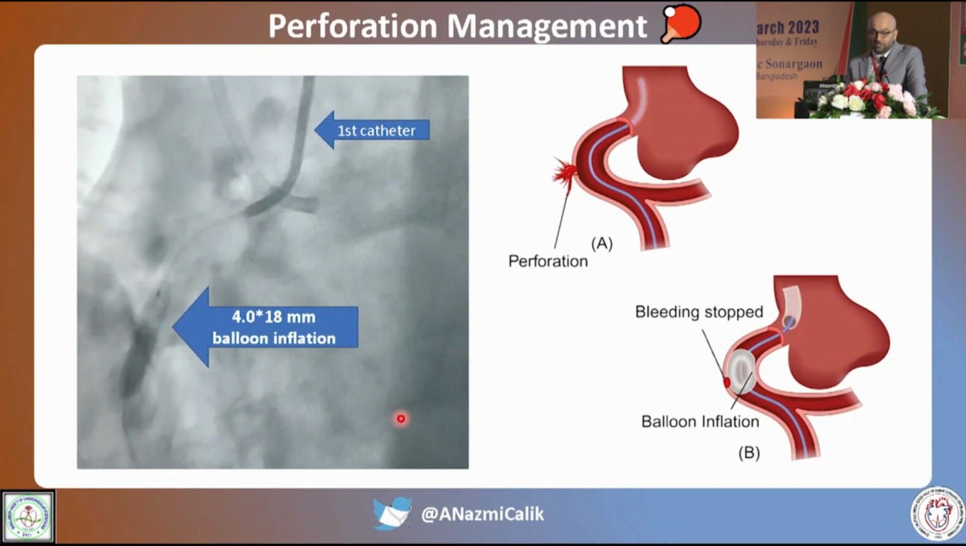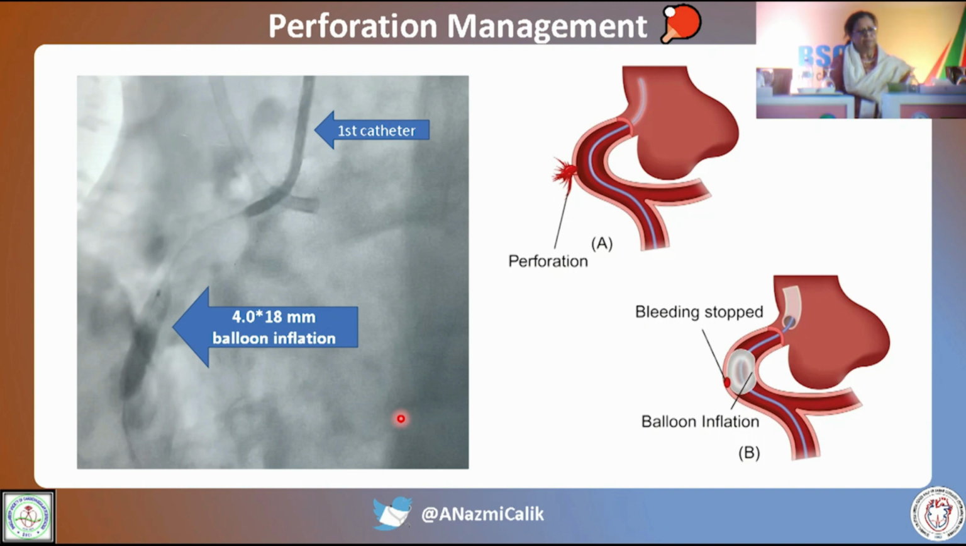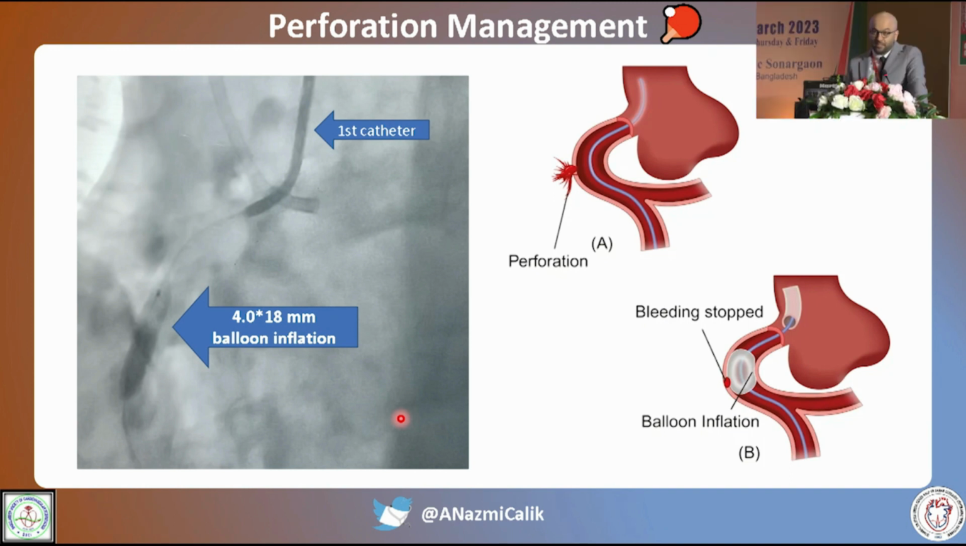So how did we manage? The first thing while managing perforation is inflating the stent balloon at the rupture, at the perforation site. As you can see from the first catheter, we advanced the balloon of the stent and inflated it at the rupture site. And we decided to proceed with a ping-pong technique, which is also called the block and deliver technique.